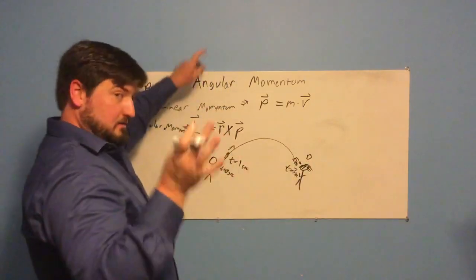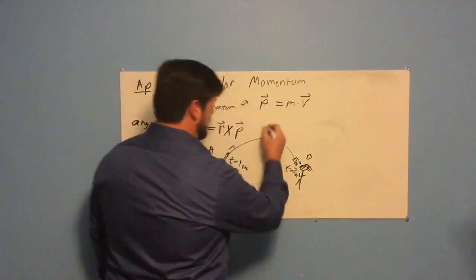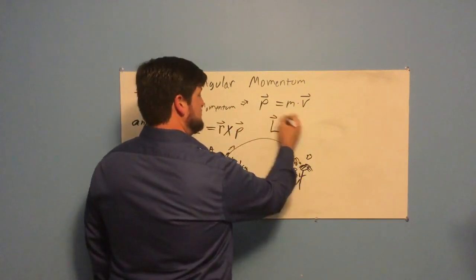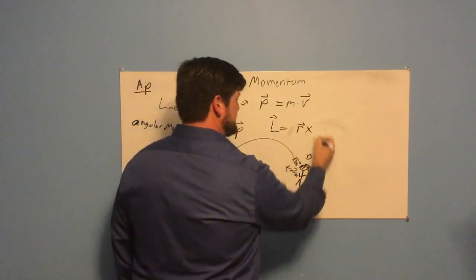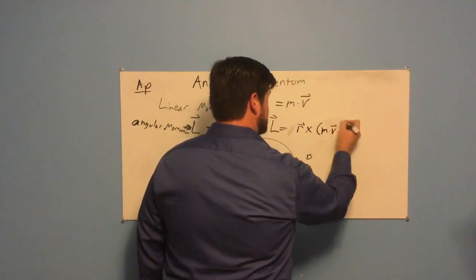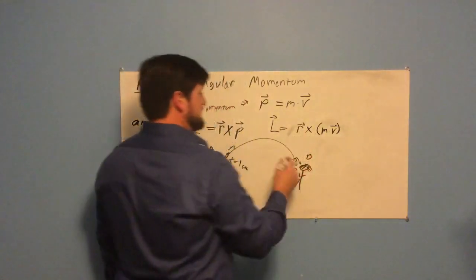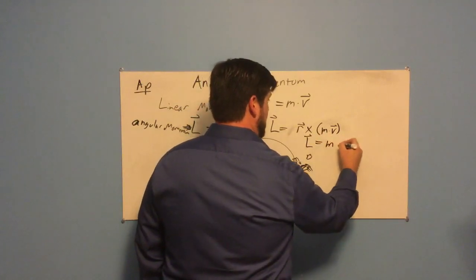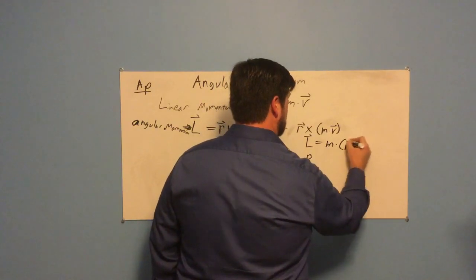So, let's do angular momentum here, r cross p, okay? Let's break this down even more. Momentum we can break down: L is going to be our position vector, r, times our momentum, mass times velocity. That's momentum. So we can get L equal to m times r cross v.